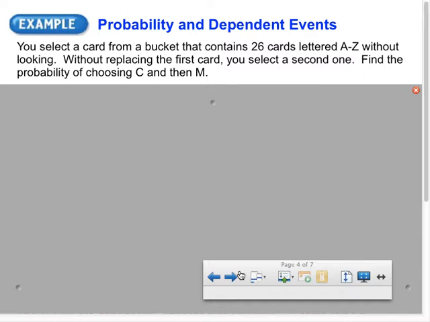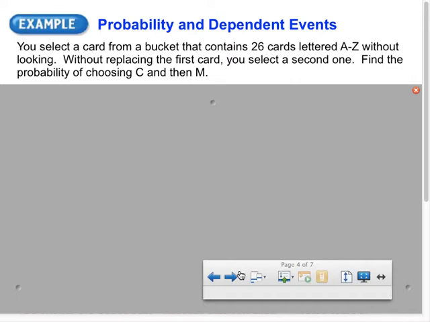Okay, can somebody walk me through this? Who can tell me, you might not know the final answer, but who can tell me the probability of choosing a C? What's the probability of choosing C? No, I don't think I've heard from you today. What's the probability of us picking a C, a card with a C on it? 1/26. Very good, 1/26.